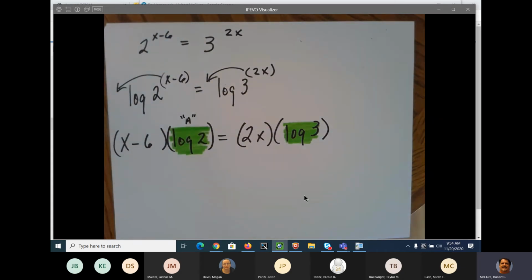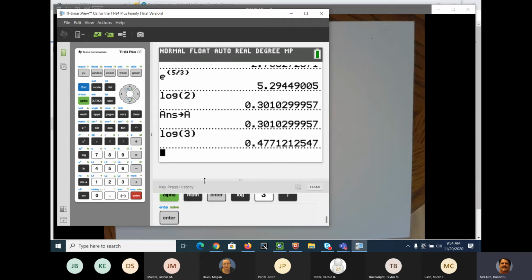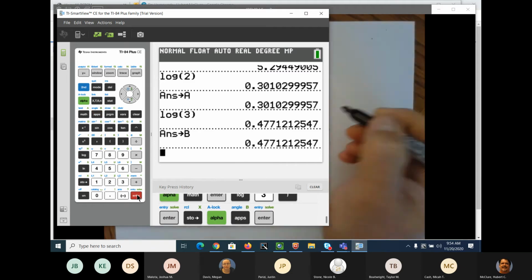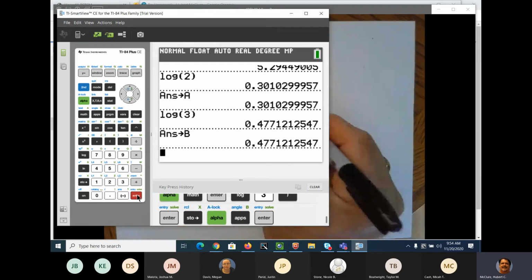And I'm going to take the log of 3, and I'm going to store it. Log of 3. And I'm going to store that as alpha B. Okay, now I'm going to distribute A, and I'm going to distribute B.